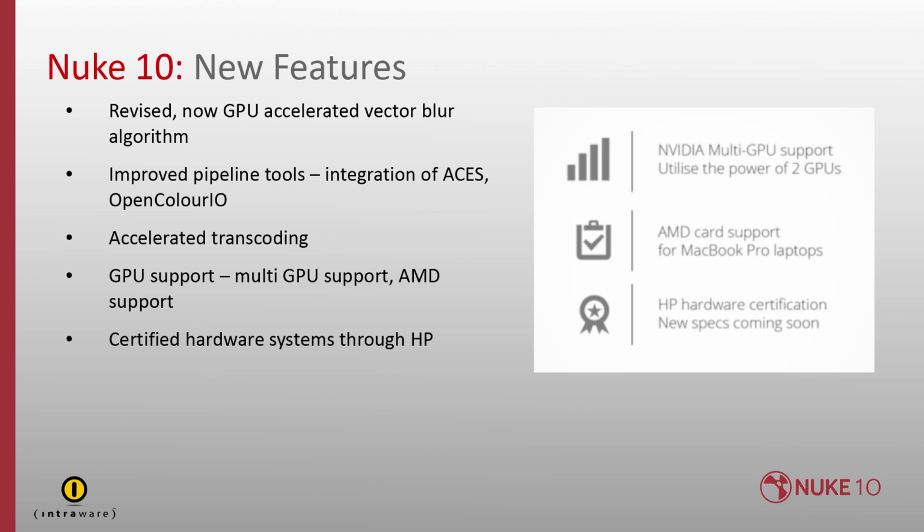There have been a number of improvements to the color pipeline tools, including the integration of ACES as well as OpenColorIO. Performance increases to the transcoding system mean that writing out media, such as DPX, EXR, and QuickTime files, is now faster, taking less time to write out dailies, artist review, the final output, or simply transcoding from one format to another. There is now more support for a broader range of GPUs, including AMD for MacBook Pros, and now there is support for use of multiple GPUs in one computer.